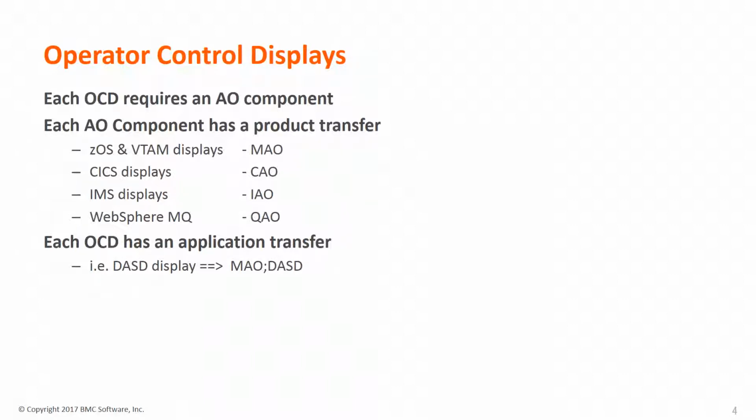They're listed here. ZOS and VTAM displays are under MAO, which is AutoOPERATOR from MVS or ZOS, CAO for CICS OCDs, IAO for IMS displays, and QAO for MQ OCDs. And each of the OCDs itself within the different components has a direct transfer as well. So if I want to look at the DASD display in the ZOS OCD, I would type in MAO semicolon DASD.